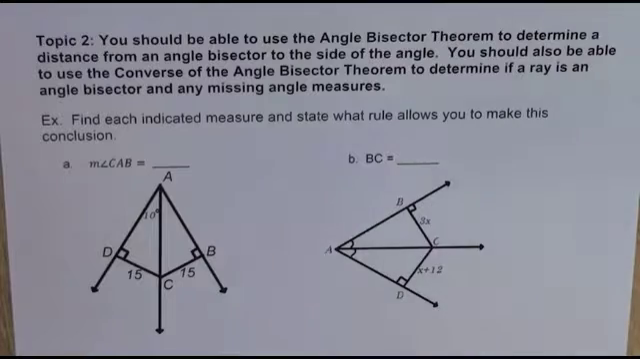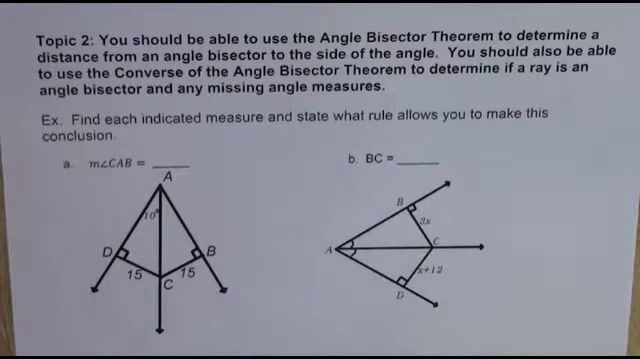Geometry 1, Chapter 6 Test, Topic 2. You should be able to use the angle bisector theorem to determine a distance from an angle bisector to the side of the angle. You should also be able to use the converse of the angle bisector theorem to determine if a ray is an angle bisector and any missing angle measures.